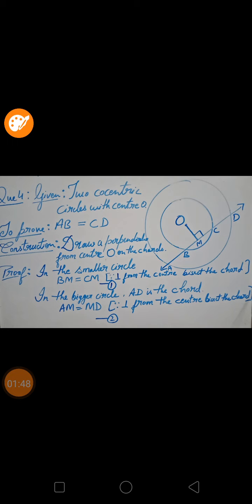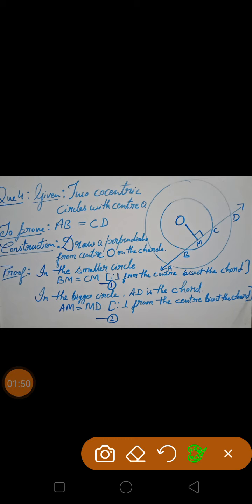So that same thing we are writing here. In the smaller circle BM is equal to CM, and the reason we will write is the sign of perpendicular. So I have written in short that perpendicular from the center bisects the chord.